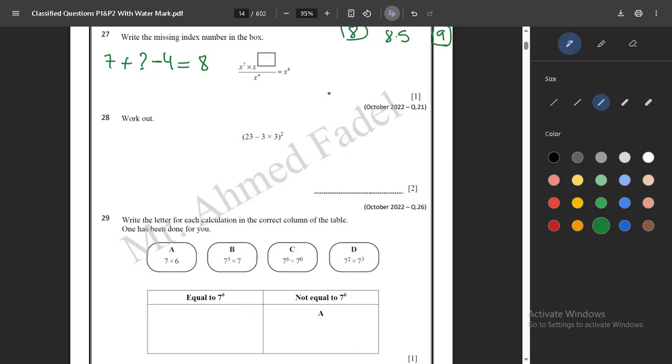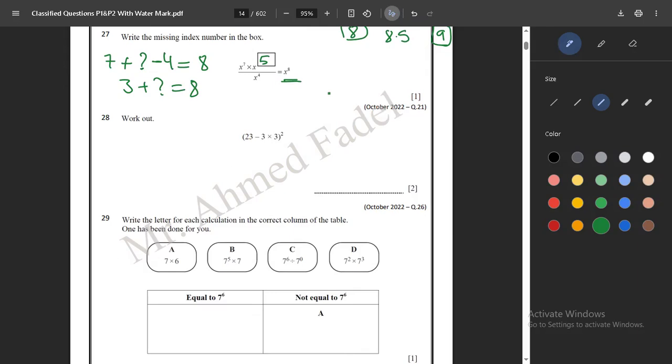Well, let's do 7 minus 4. 7 minus 4 is 3, right? So as if you're saying 3 plus what will give you 8? It's 5. Okay, now let's try it. Look at this. 7 plus 5 is 12. 12 minus 4 is 8.